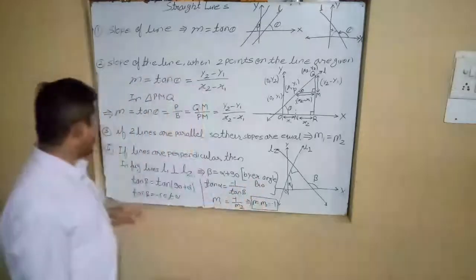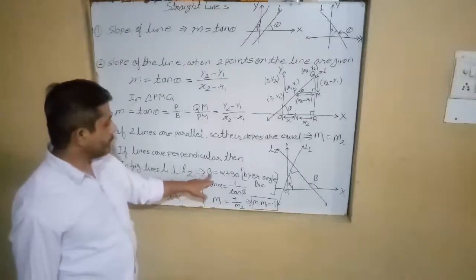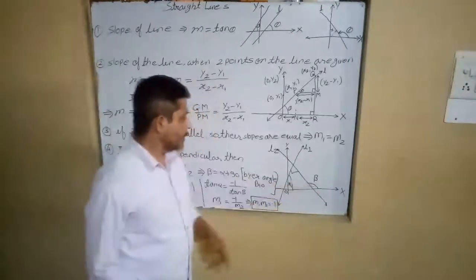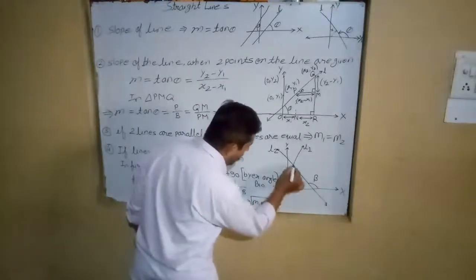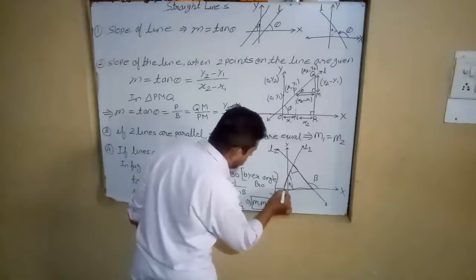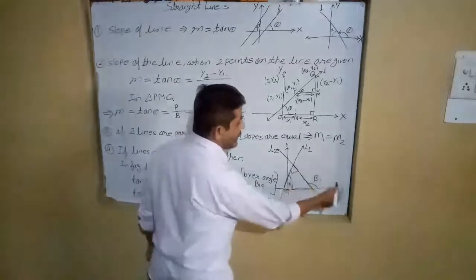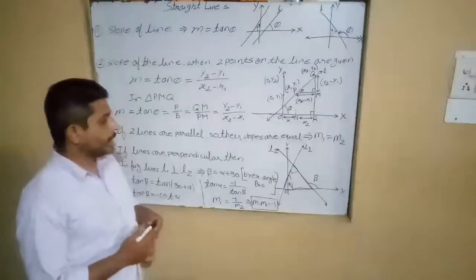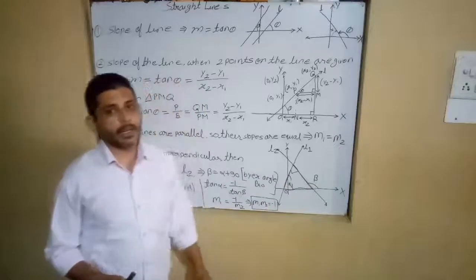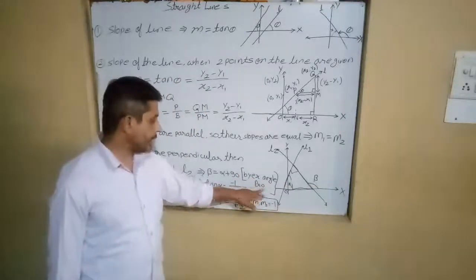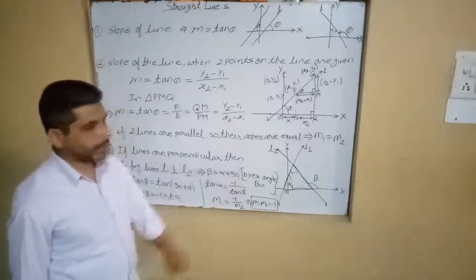So look at here very sincerely. In the figure, lines L1 perpendicular to L2. It means if we talk about this beta angle, look at the diagram. This is a triangle, and this beta is the exterior angle of this triangle. So we can say that 90 plus alpha will equal beta by exterior angle property. By exterior angle property we can write beta is equal to alpha plus 90.